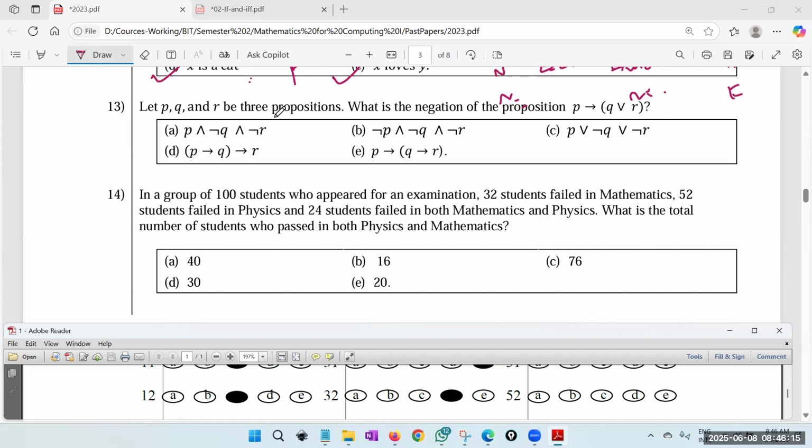Let P, Q, and R be three propositions. What is the negation of the proposition P implies Q or R?